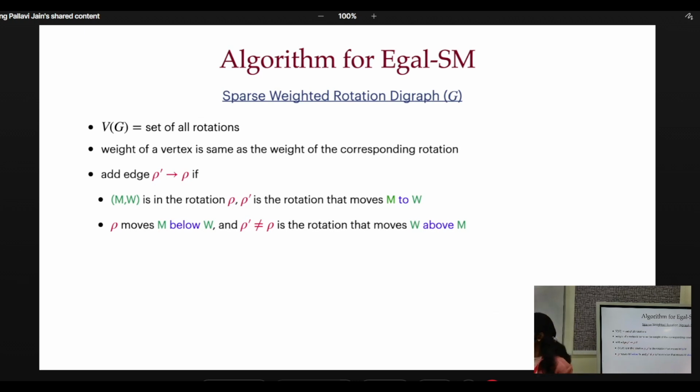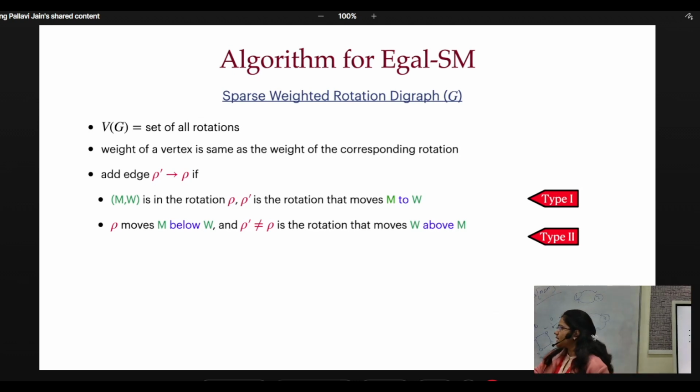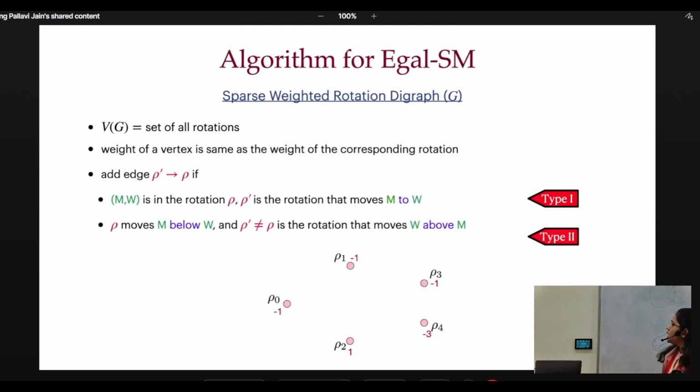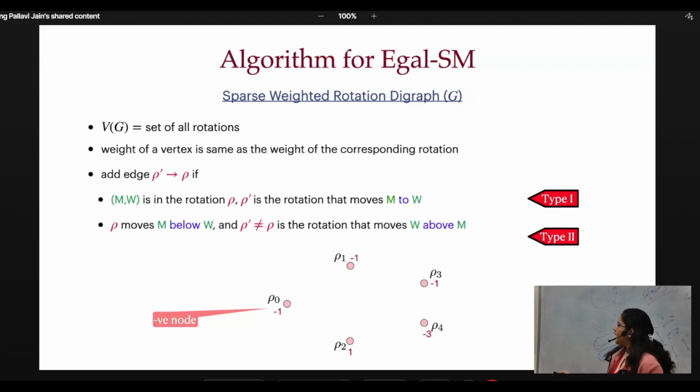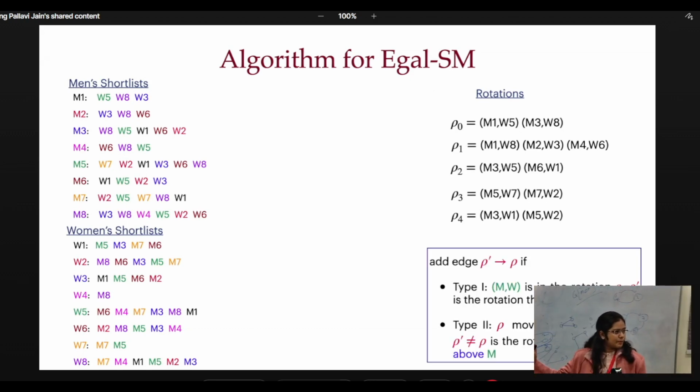So these are called type 1 and type 2 edges. Let us understand how this will happen. This is a set of rotations, and these are the weights. We'll call it a negative node if the weight is negative, otherwise a positive node. Let's look at this short list. These are the rotations, rho naught and so on. Just for you to remember the construction of our edges.